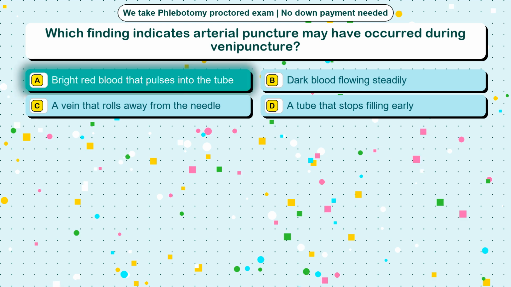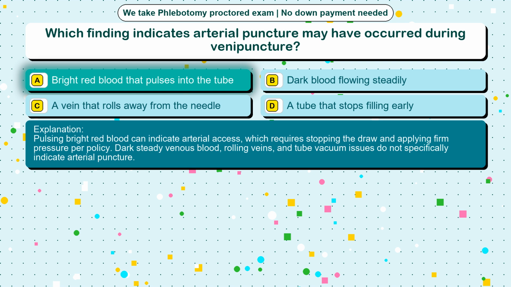The correct answer is option A, bright red blood that pulses into the tube. Pulsing bright red blood can indicate arterial access, which requires stopping the draw and applying firm pressure per policy. Dark steady venous blood, rolling veins, and tube vacuum issues do not specifically indicate arterial puncture.